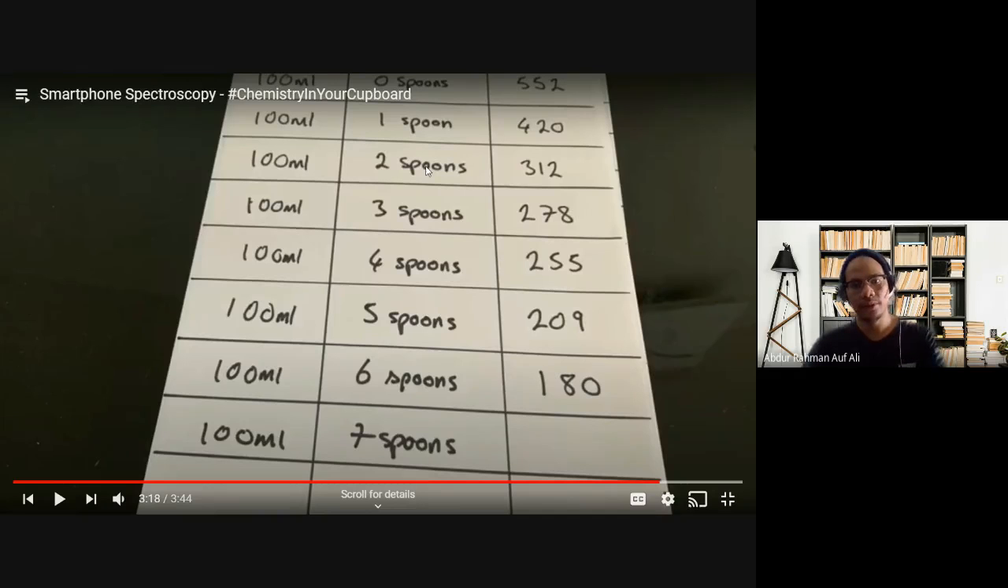Okay, so this is how he created a different concentration of black currant water. And kat sini dia punya data. So in ayat kosong saja dia punya bacaan of the light that passes through adalah 552. Yang ada satu sudu saja 420. Yang ada dua sudu 312. And then 278, 255, 209, 180. So the pattern is the higher the concentration, the lower the light.